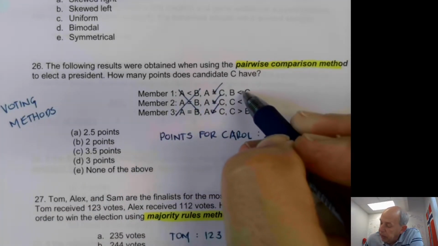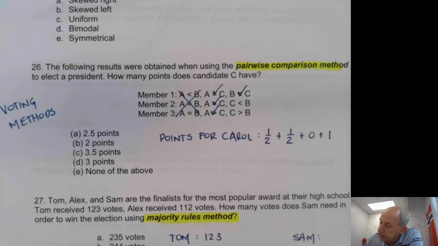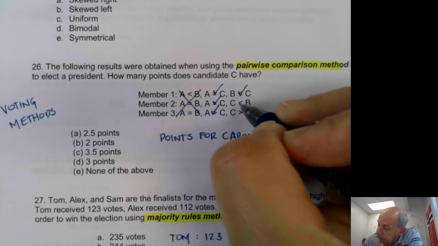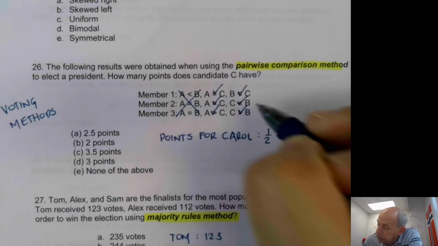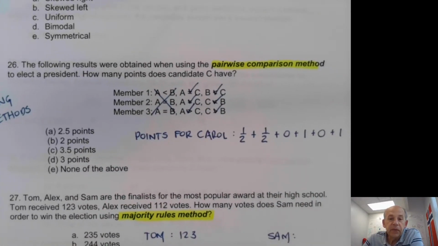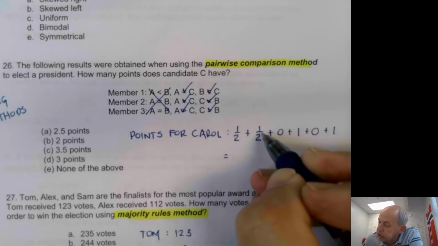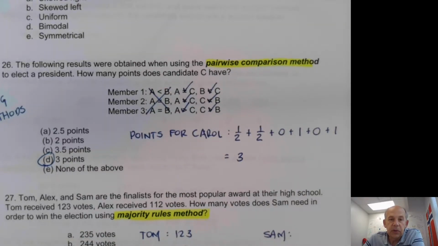Going over to the Bob comparison with Carol, member 1 preferred Carol to Bob, so Carol picks up the entire point. Member 2 said Bob was better than Carol, or Carol was less than Bob. So there's no points there. And then the last comparison, member 3, Carol was preferred over Bob, so Carol picked up a point. So what I'm going to do is add up all of these points. 1, 2.5, 3. Carol would get 3 points. So there's how you read the chart for pairwise comparisons.